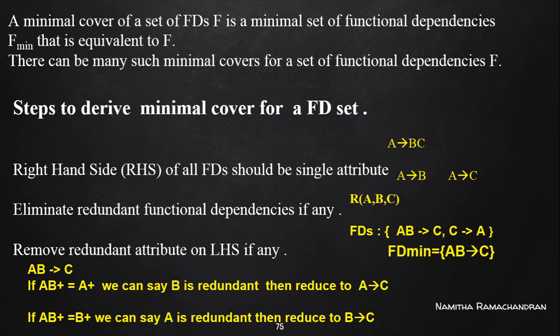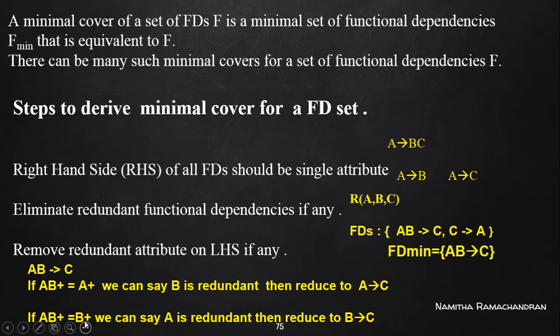Similarly, check for the redundancy of A if we need it. Like this, if AB closure is equal to B closure, from this it is clear that without using the A attribute value, B alone can derive the values of A and B.